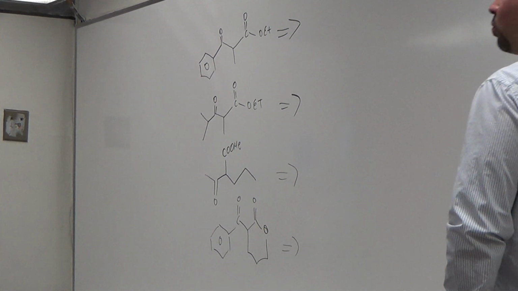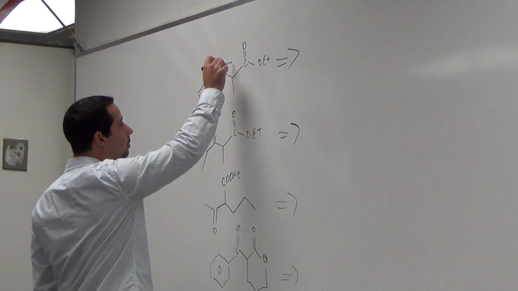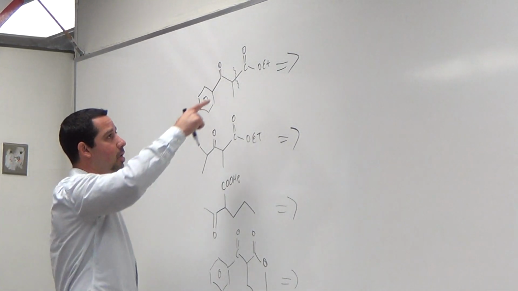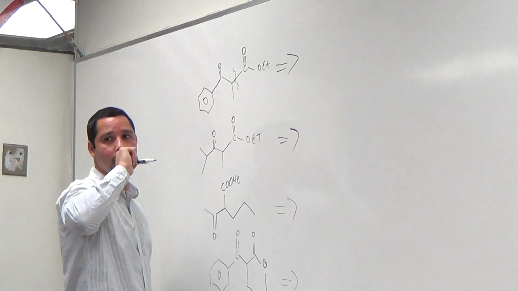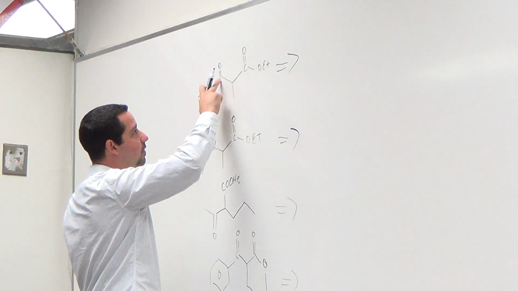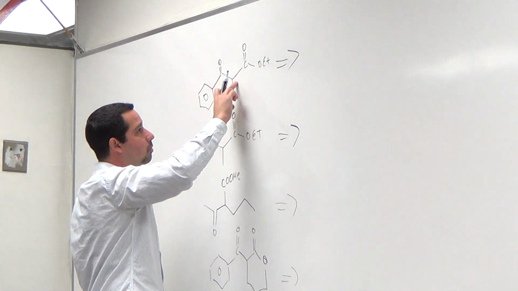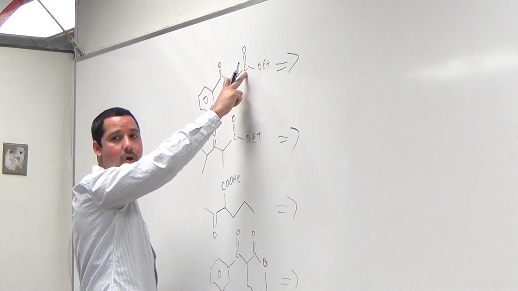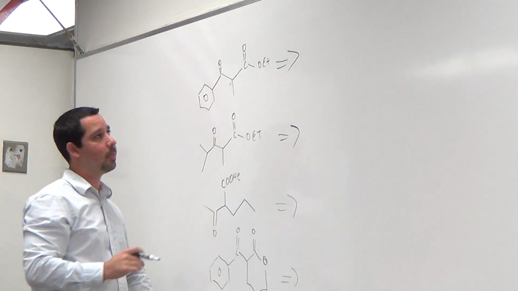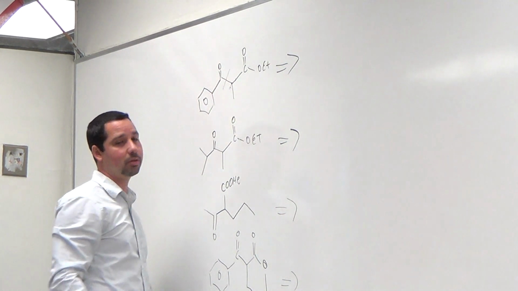Okay. Let's do one, okay? Where do I cut this thing? Can I cut it here? No. I can't cut it here, yes? I have to cut it between what and what? Alpha to the carbonyl. Okay. Here's the ester. You find the alpha carbon to this ester first. Here's the alpha carbon to the ester. It happens to be alpha to the carbonyl as well, yes? And I am going to cut it between the alpha carbon to the ester and the carbonyl. I'm going to cut it there.